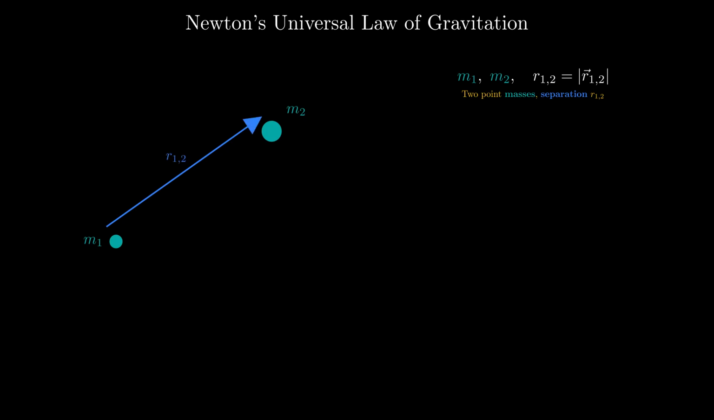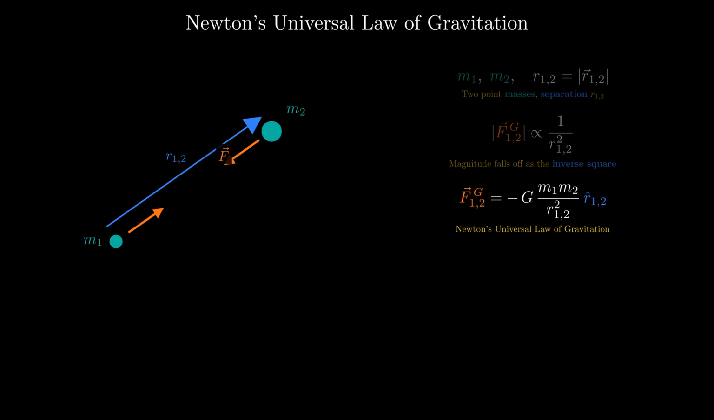Far from Earth's surface, gravity is no longer constant. Its strength depends on distance. Newton's Universal Law of Gravitation captures this. Take two point-like objects of mass m1 and m2 separated by a distance r. The gravitational force between them points along the line joining them. It always pulls them together, and its magnitude falls off as the inverse square of that distance.